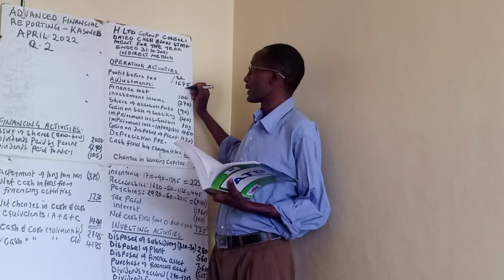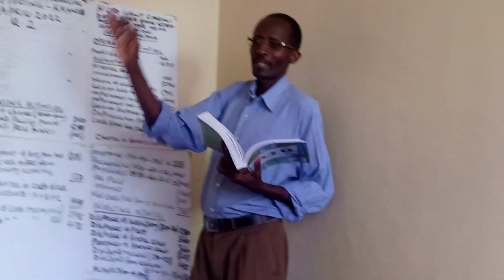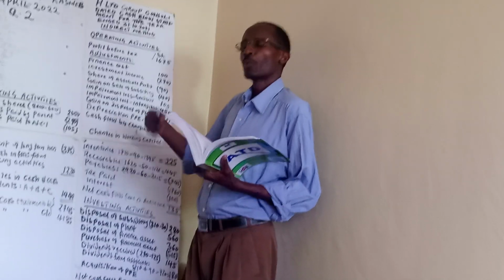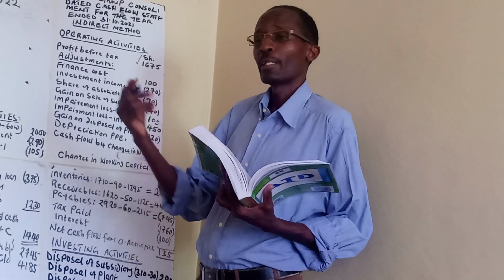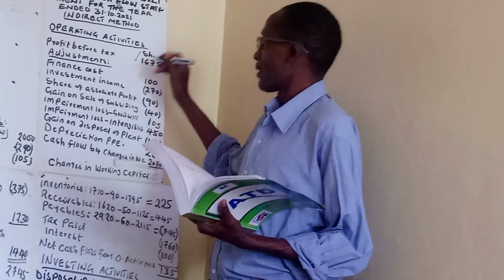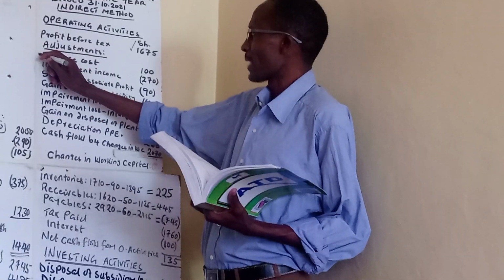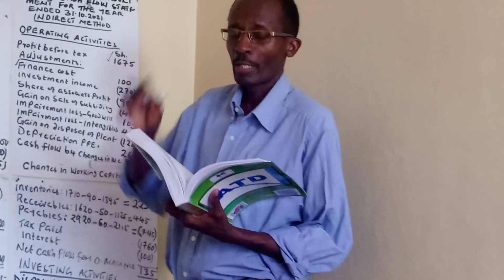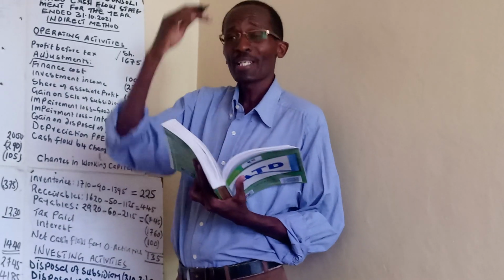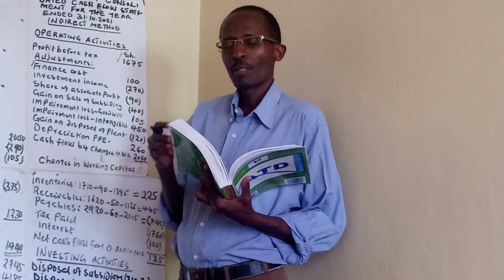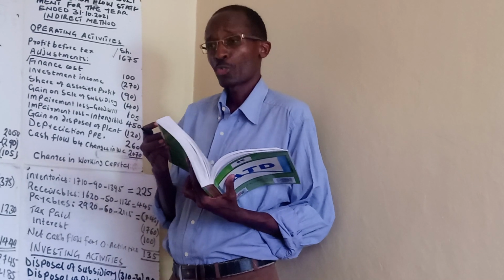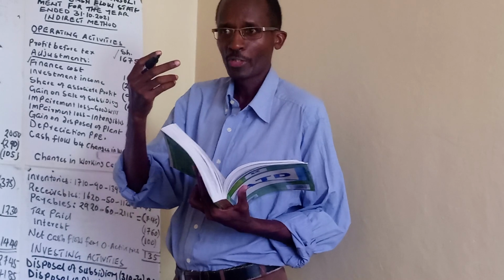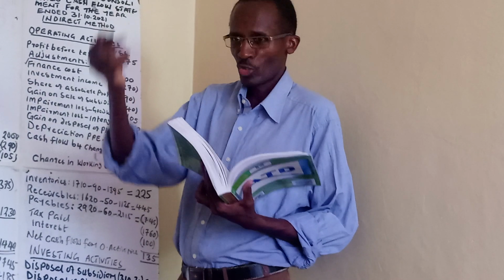Because when we were calculating this profit, we deducted many expenses which involved both actual cash movement and non-cash movement. So the first thing that we adjust is that you usually look at the items above the profit before tax, and if that item was deducted but did not involve actual cash movement, you are supposed to add it back. The opposite should be true.